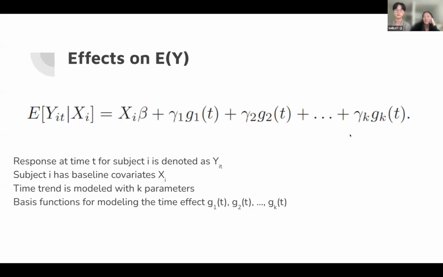The basis functions for modeling the time effects are given by g_1 to g_k(t) with parameters gamma_1 to gamma_k. Some common basis functions are k dummy variables for k+1 unique times. If k equals 1, that's just a linear time trend, so g(t) is just equal to t. You can also do a k-order polynomial, or a k+1 knot restricted cubic spline with one linear term and then k-1 non-linear terms.